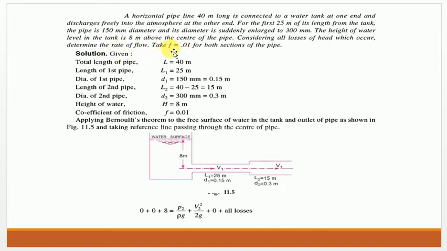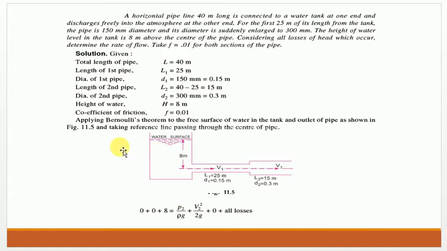Take f, the coefficient of friction, as 0.01 for both sections of pipe. So for both sections, the coefficient of friction remains the same. These are the given data. The total length is 40 meters. The first pipe is 25 meters, so the second pipe length will be 40 minus 25, which is 15 meters. The diameter of the first pipe is 150 mm, which we convert into meters by dividing by 1000, so 0.15 meter. The diameter of the second pipe is 300 mm, so 0.3 meter. The height of water is 8 meters, and the coefficient of friction is 0.01.